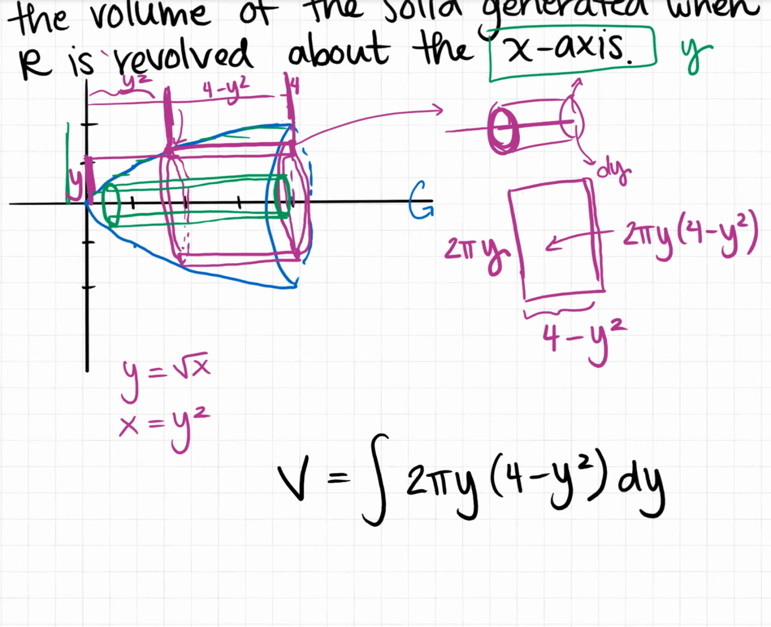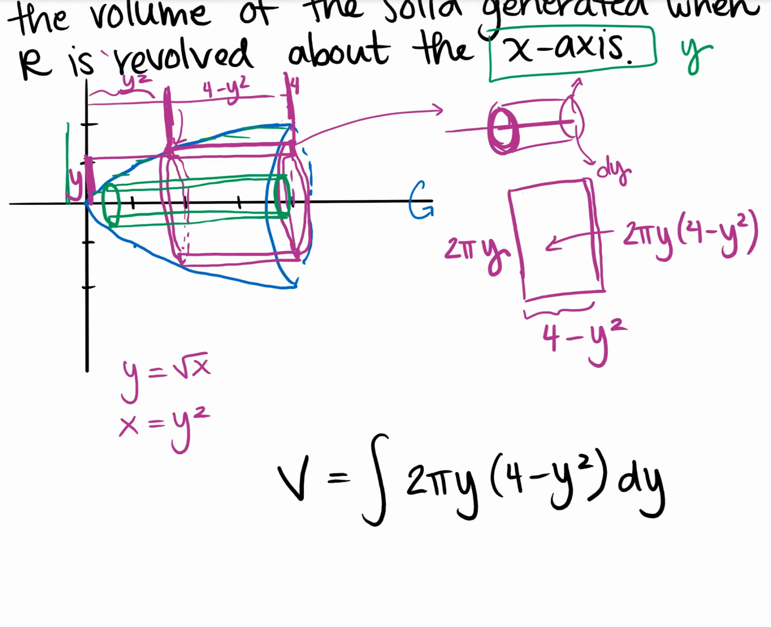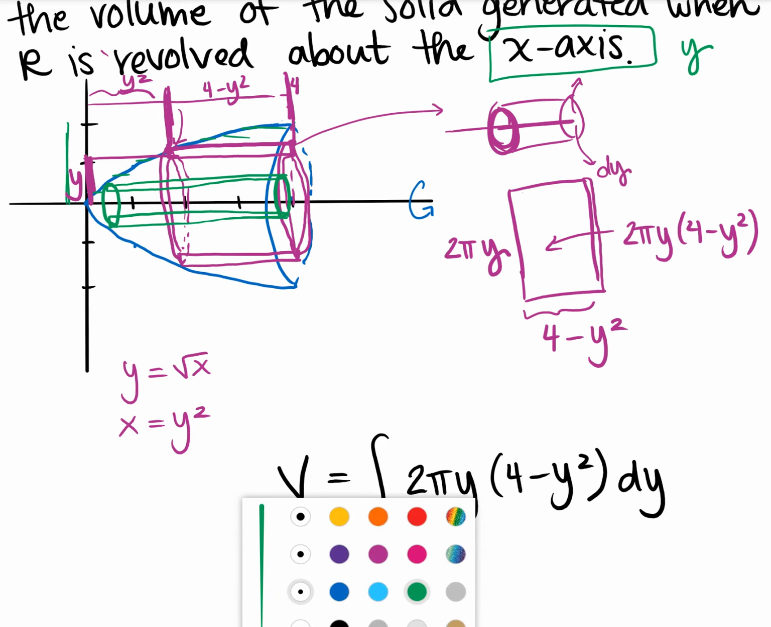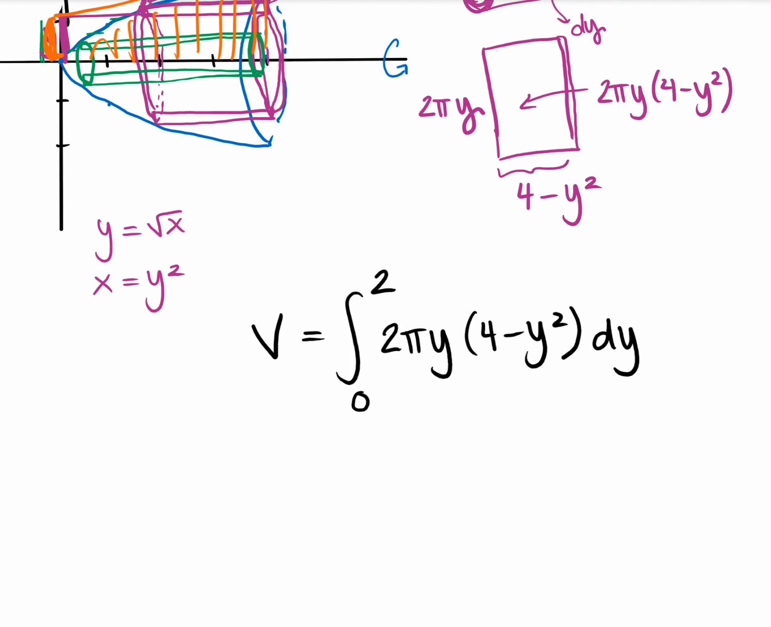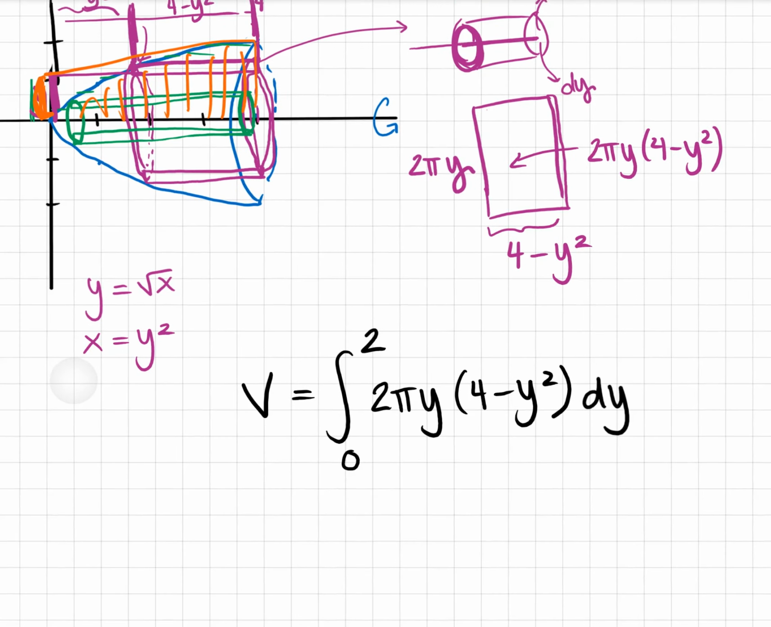Now, where can I take shells from, you guys? Where can I take shells from? Let me see if I can get a different color here. I can take shells from any of this original region, right? So where is the original region I can take this from? Well, my original region right here just went from 0 to 2. So that's where I can grab those slices of my region. So I'm going to go from 0 to 2 of 2 pi y times 4 minus y squared.